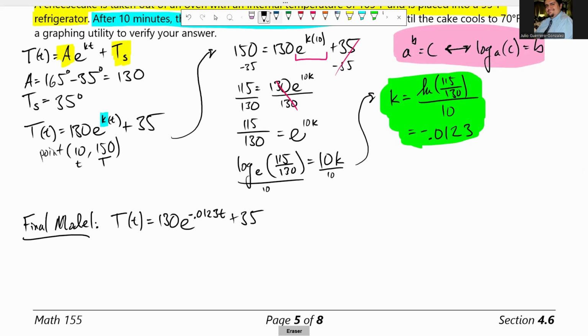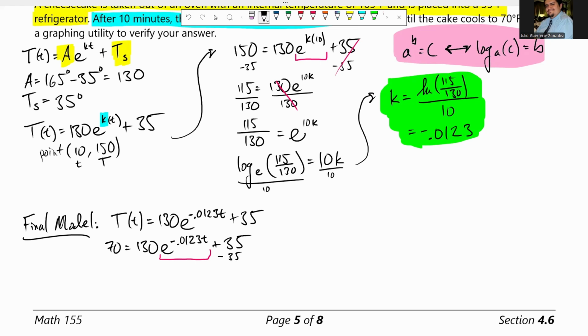So we set that equal to 70 degrees and solve out. So here we go. 70 is equal to 130 e to the negative 0.0123 t plus 35. I forgot the t, that's my bad. It looks like I need that t, which means I need to solve this out for it. I need to get this by itself so I can do the logarithm thing again.